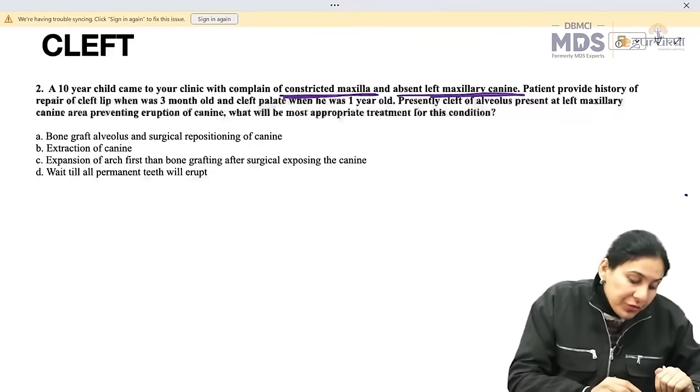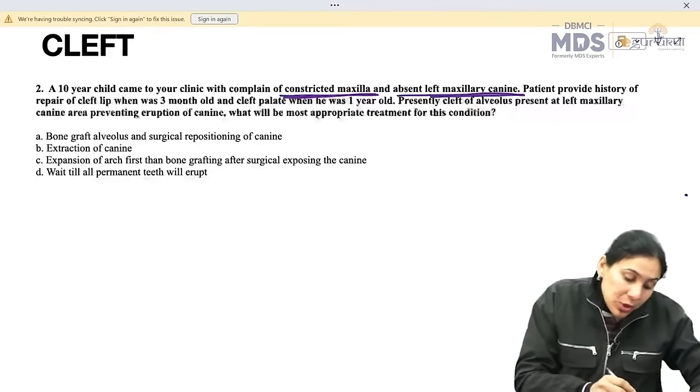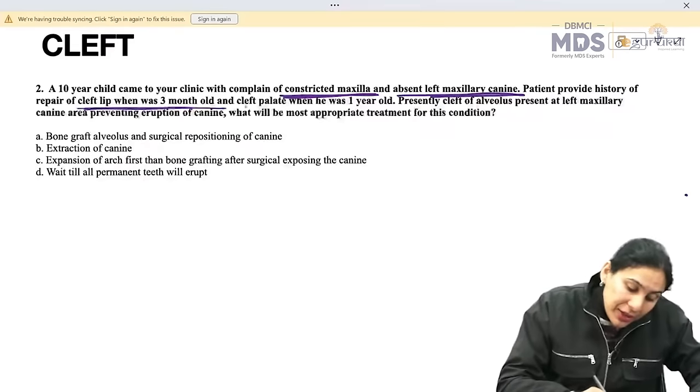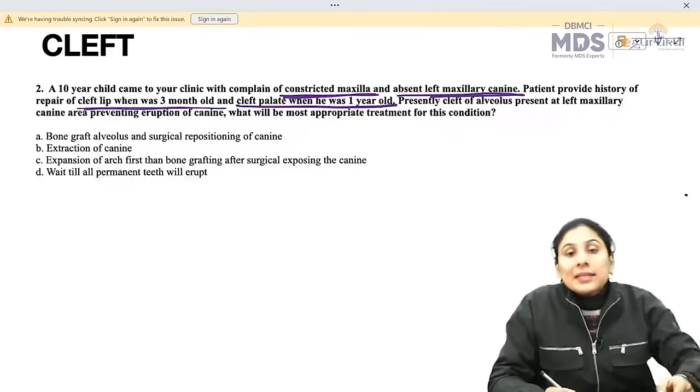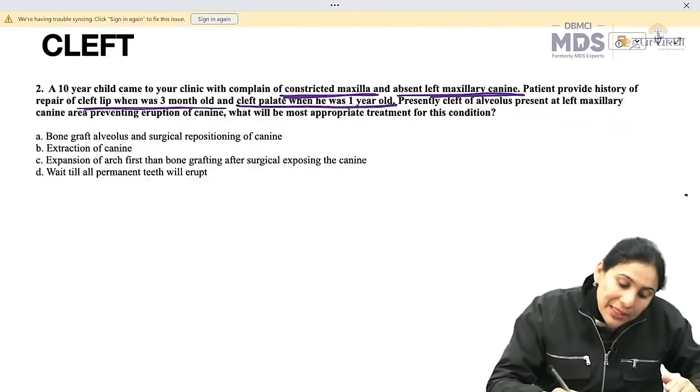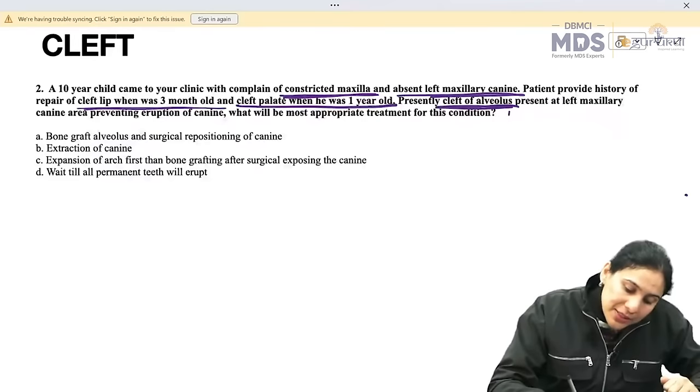Patient provides history of repair of cleft lip when he was 3 months old. That means at the right time the cleft lip was repaired, and cleft palate when he was 1 year old. At the right time, the cleft lip and cleft palate were repaired. Presently, cleft of alveolus is present.